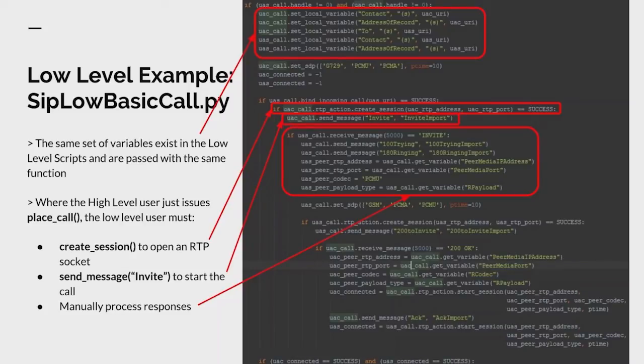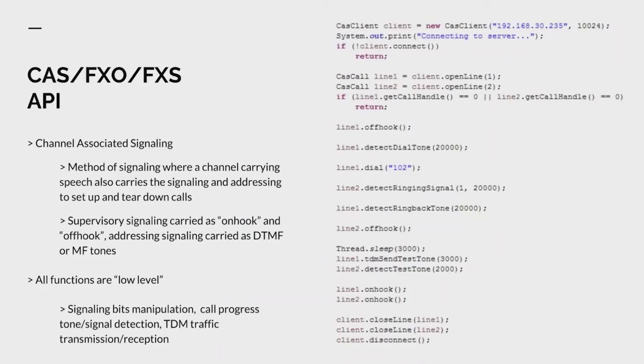This is an example of a JavaScript for the CAS, FXO, FXS API. So it's just to give you an idea of what another protocol and another language would look like. All the CAS stuff is low level, being that it's just such a simple language. But that is a complete script for CAS.